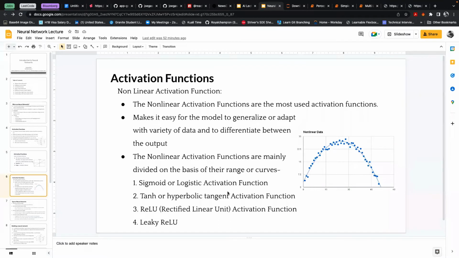Now coming to the non-linear activation functions. On the other hand, non-linear activation functions are the most used activation functions. They make it easy for the model to generalize or adapt with variety of data and to differentiate between the output. The nonlinear activation functions are mainly divided on the basis of the range or curves. So for example, we have sigmoid or logistic activation functions. We have tanh or hyperbolic tangent activation functions. Then we also have rectified linear unit, which is the ReLU activation function. And fourth is leaky ReLU.